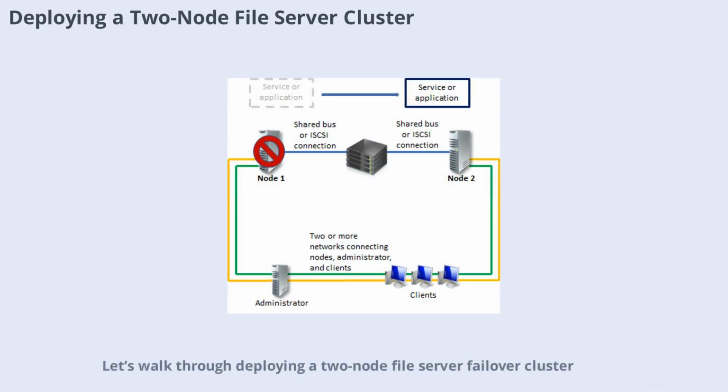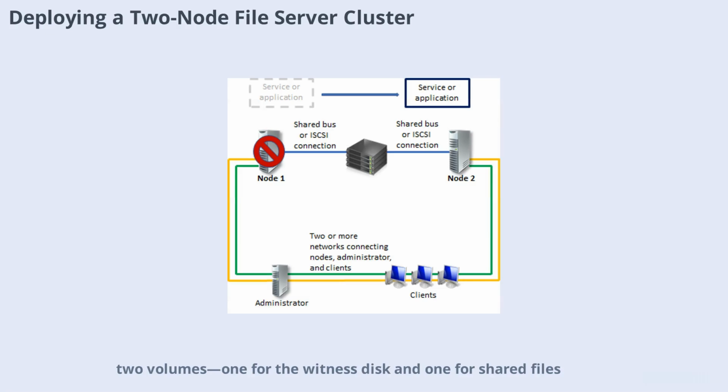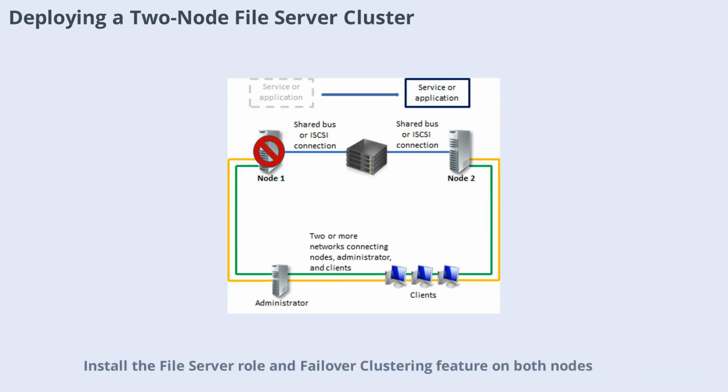Let's walk through deploying a two-node file server failover cluster. Start by ensuring both servers meet hardware and software requirements and are running the same Windows Server version. Connect the nodes to shared storage and configure at least two volumes, one for the witness disk and one for shared files. Install the file server role and failover clustering feature on both nodes. Validate the configuration using the Failover Cluster Manager, then create the cluster and assign a unique name.